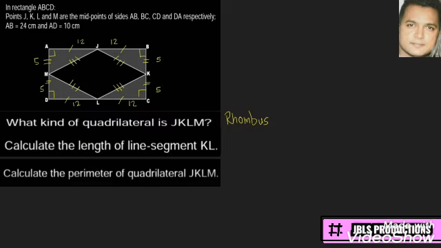So looking at KL, we see that KL is a hypotenuse. So we know that we will be using Pythagoras. If I had to draw what we are looking at in our diagram, just the KL part, we have KL here. We have this to be C, this to be 12, this to be 5, and this we can call R. So by looking at this, we can see that we are working with Pythagoras.